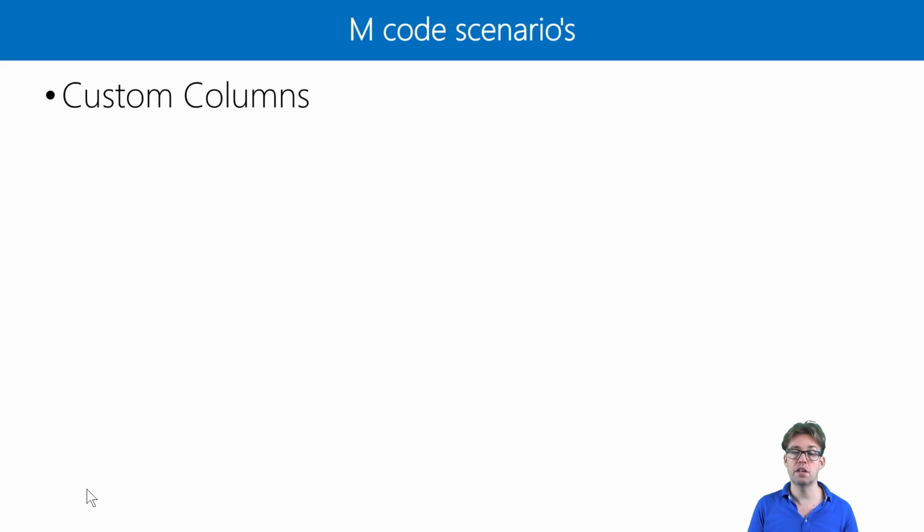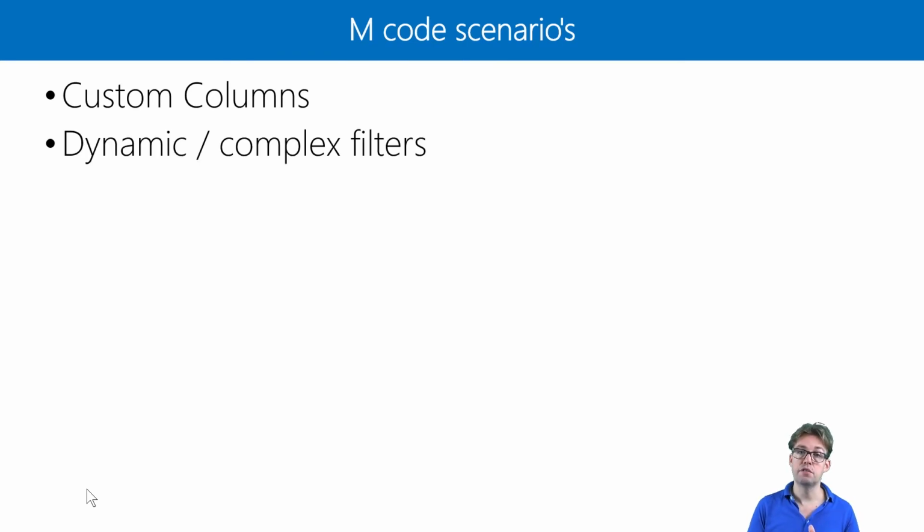Let's see what kind of scenarios I use it for. For example, custom columns. Of course you have the custom column button in the ribbon. But if you want to do more complex calculations, then you need to know the M functions. Dynamic filters, that's where you can also use M. Parameters, maybe you want to parameterize some things, like the number of years that you want to import, or the number of rows that you want to import, or which data source you want to use. If you want to connect to a development environment or a test environment, that's what you can handle with parameters.